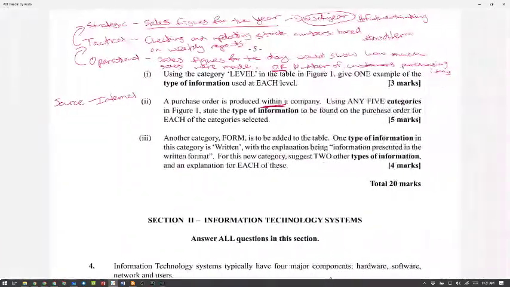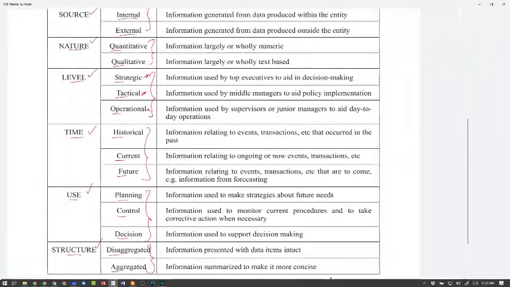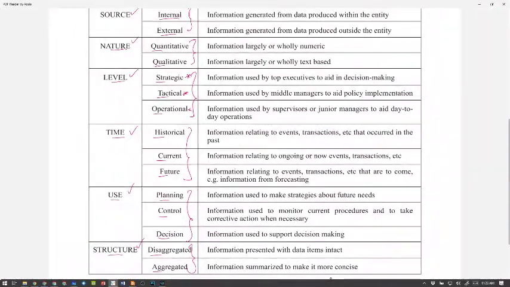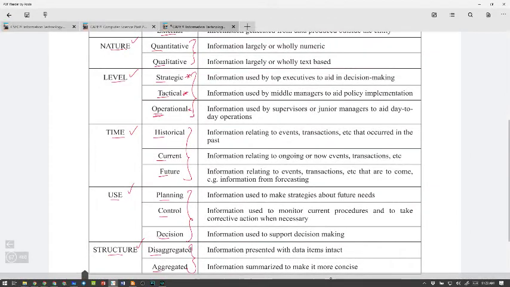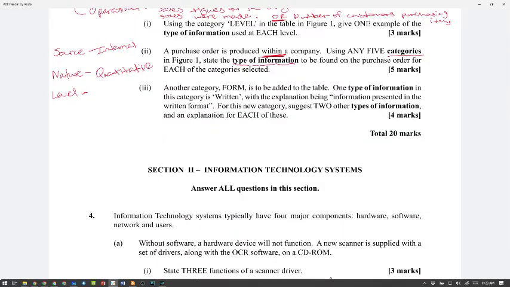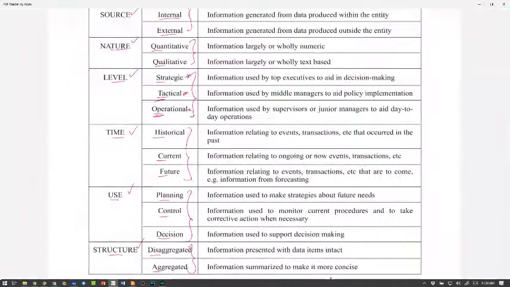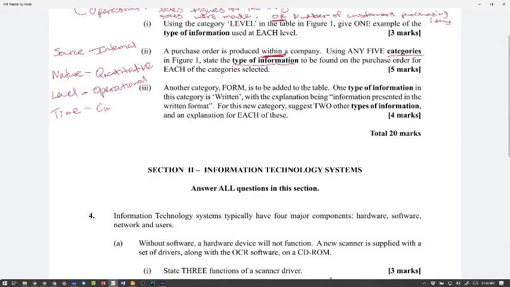Then the nature of a purchase order, quantitative or qualitative? Quantitative, because a purchase order says how many things you want to purchase, so it'll most likely have quantity. So quantitative, definitely. For level, would a purchase order be at the operational level or the tactical level? It'll be very operational because it's basically sales, direct sales. Time: current, future, or historical. It would fall under current.